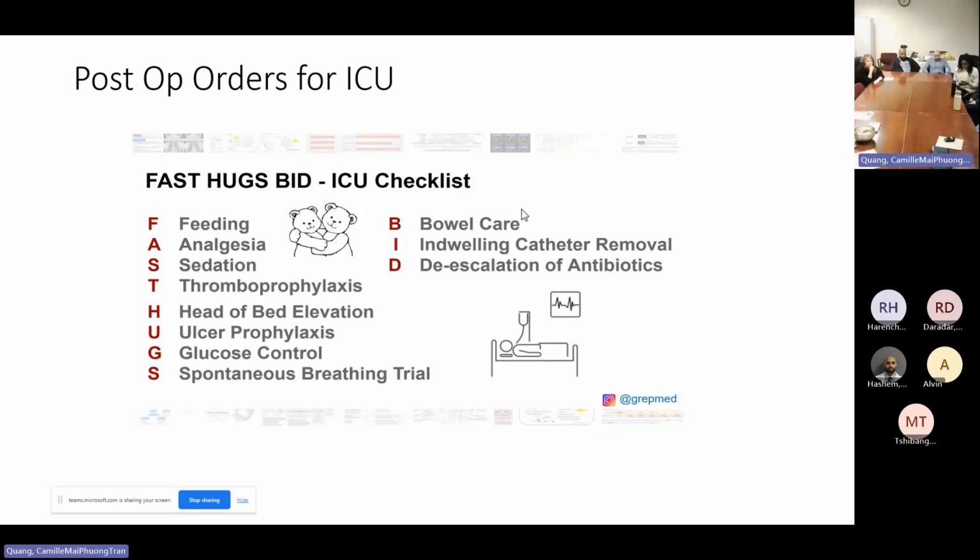DVT prophylaxis: are you starting them on it or are you holding off on it? Head of bed elevated to 30 degrees helps prevent aspiration pneumonia. You're also going to give them GI prophylaxis, which helps prevent ulcers but makes the aspiration pneumonia risk higher. Glucose control in the ICU. Do you guys know what you want your glucose to be under?